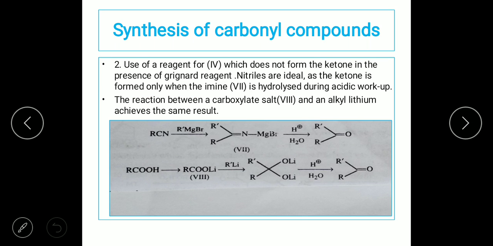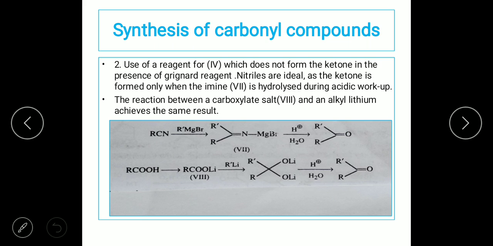Now there's a second method, that is, use of a reagent for 4 which does not form the ketone in presence of Grignard reagent. Nitriles are ideal as the ketone is formed only when the imine is hydrolyzed during acidic workup. The reaction between a carboxylic salt and an alkyl lithium also achieves the same result.